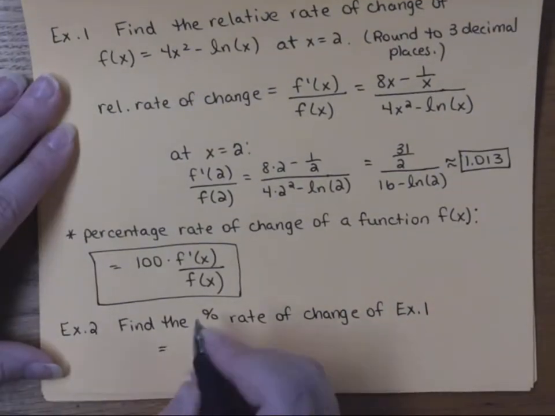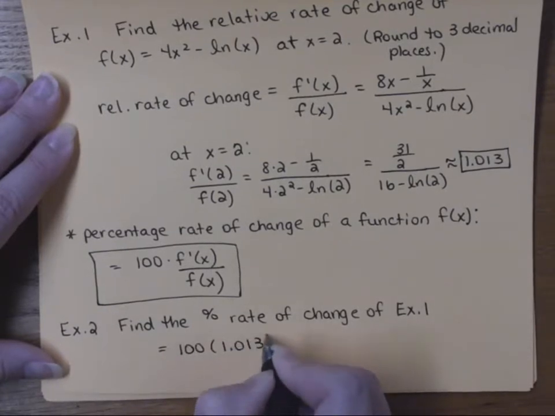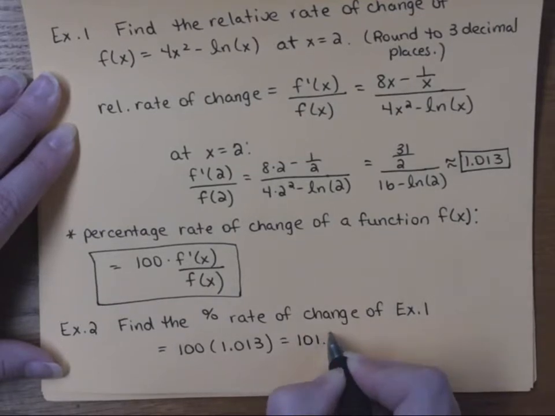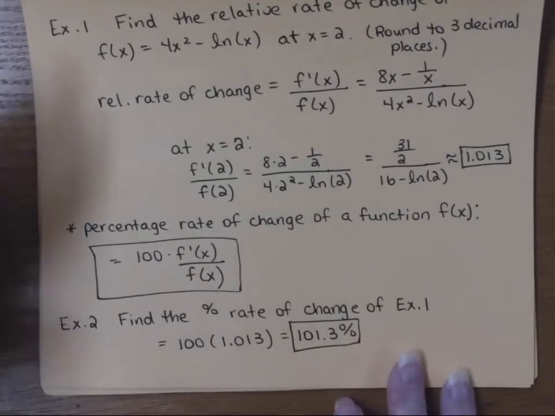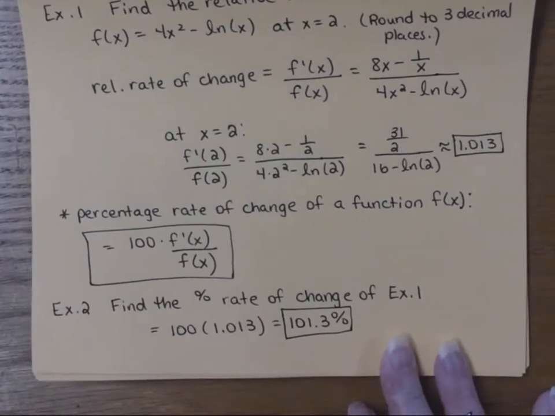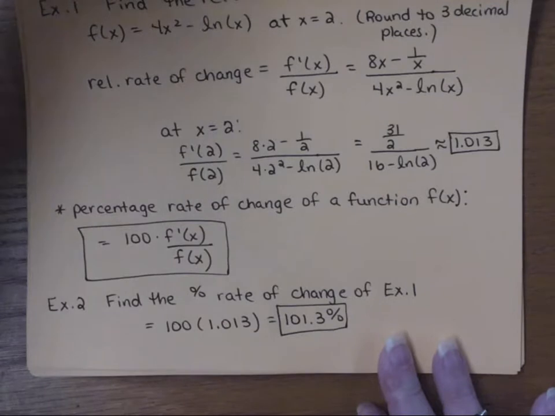So notice we would just take the decimal we got in number 1 and multiply it by 100. Or remember what I said, you can also just move the decimal place over twice, but you get 103%. Okay, sorry, not 103, 101.3%. In other words, the value is increasing by quite a bit in this problem.